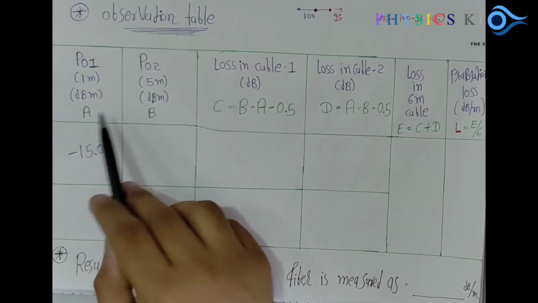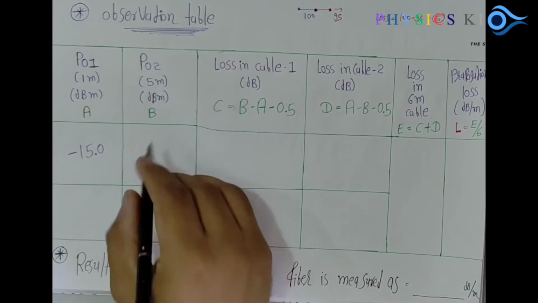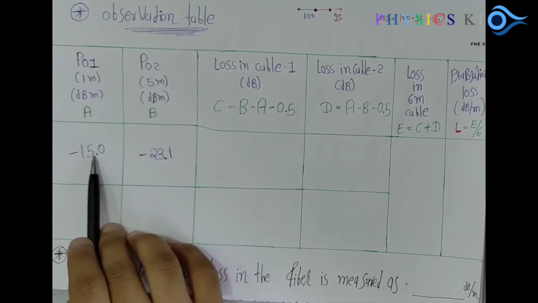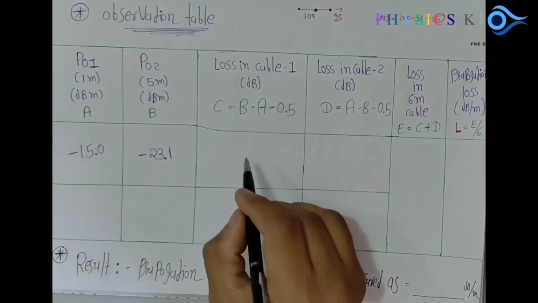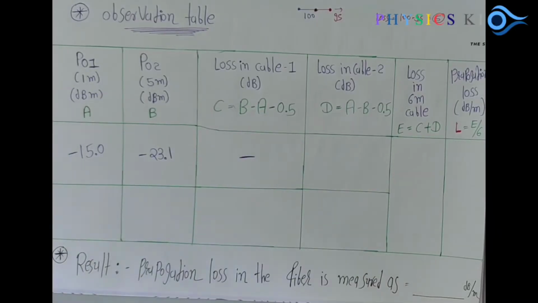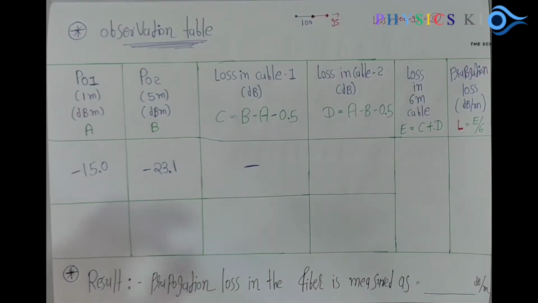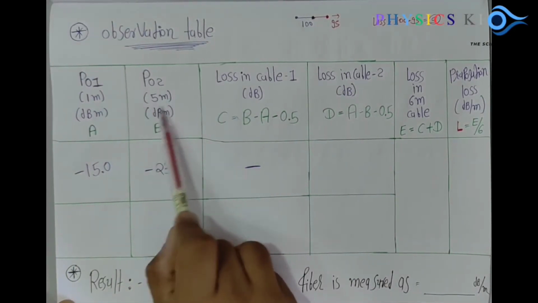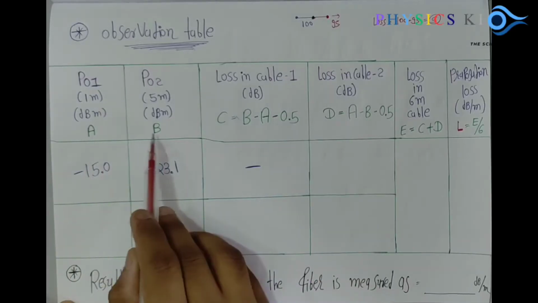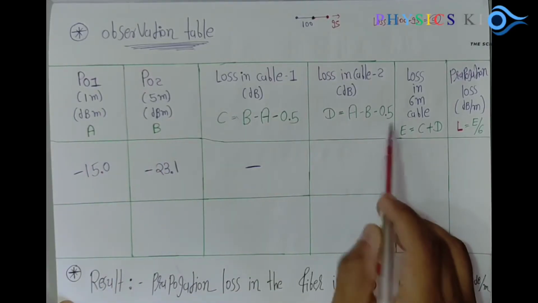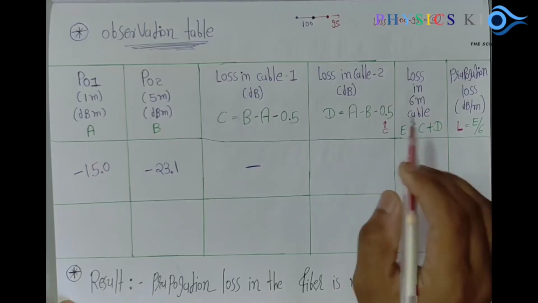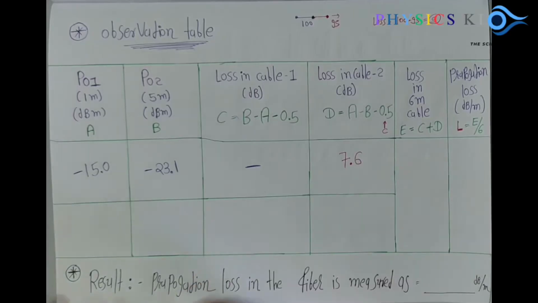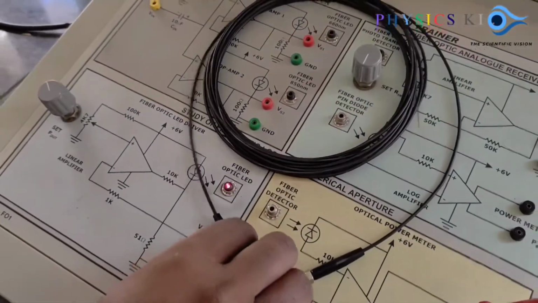So I am noting the PO2 value, which is minus 23.1. Okay, so I am calculating the loss for cable 2, which means the 5 meter cable. So what is the formula? The formula is so simple, A minus B minus 0.5, and the 0.5 is for the coupler, because the coupler has its own loss. Okay, so calculate it. I got 7.6. So this is the loss for the 5-meter cable.